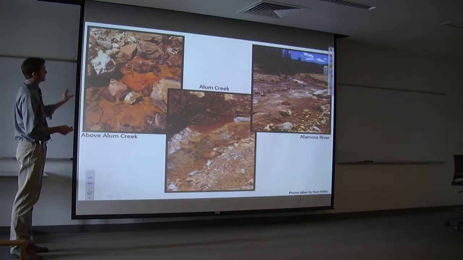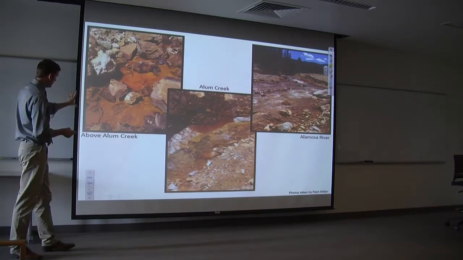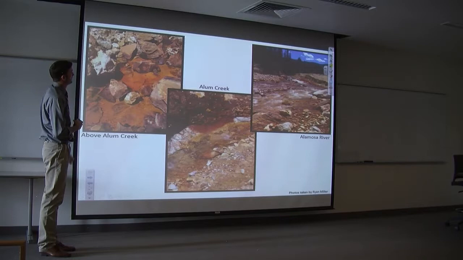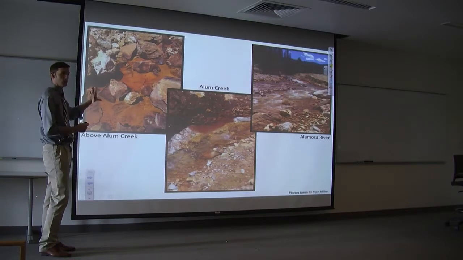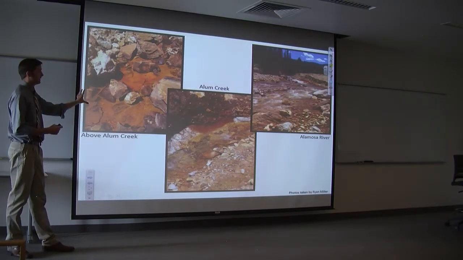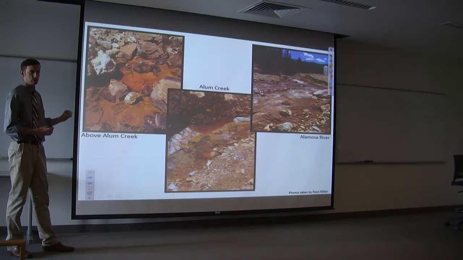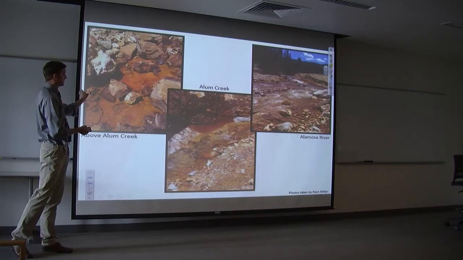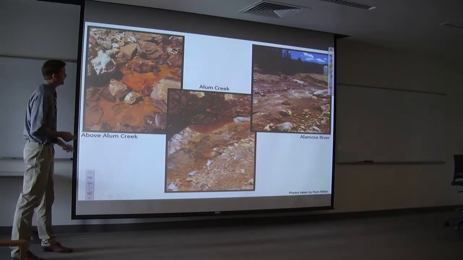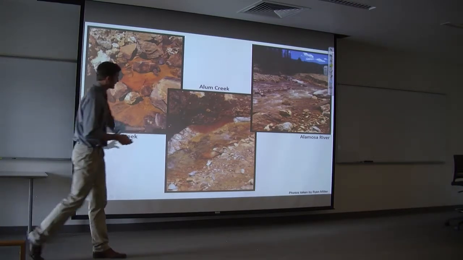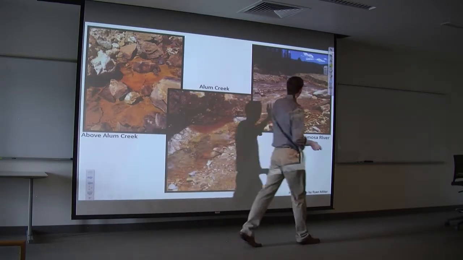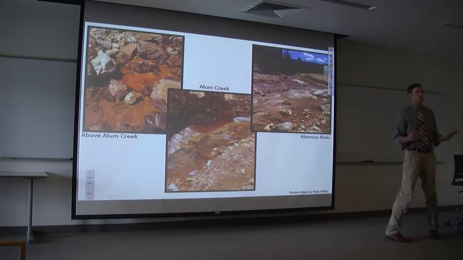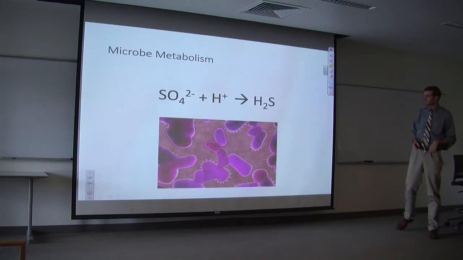These are actually images from those locations. You'll notice above Alum Creek, there's a lot of this kind of burnt orange precipitate in the water. That's actually iron oxides that have leached into the water through this natural process as rain runs over some of this mining rock. And then you'll notice as we continue down this gradient and into the Alamosa River, the water becomes less concentrated in these iron oxides.